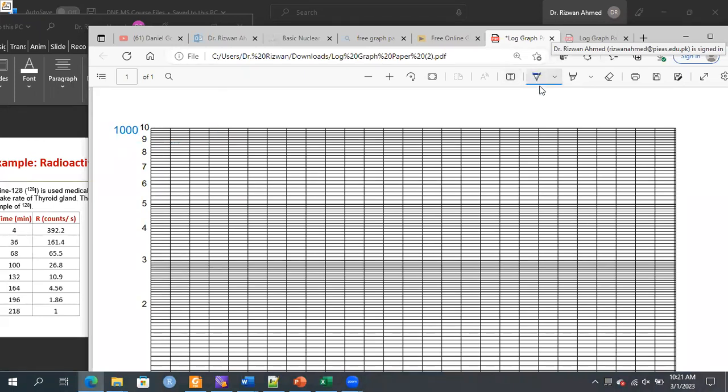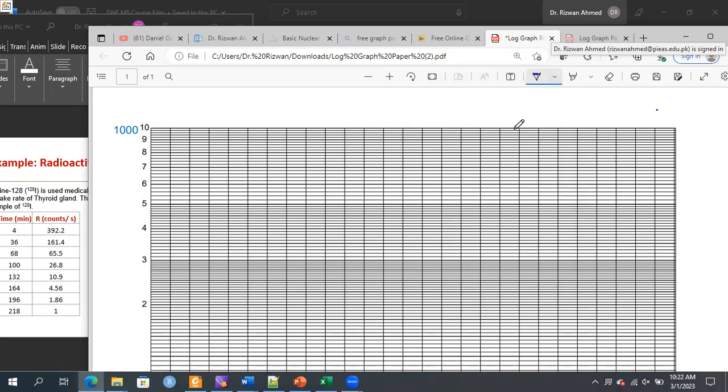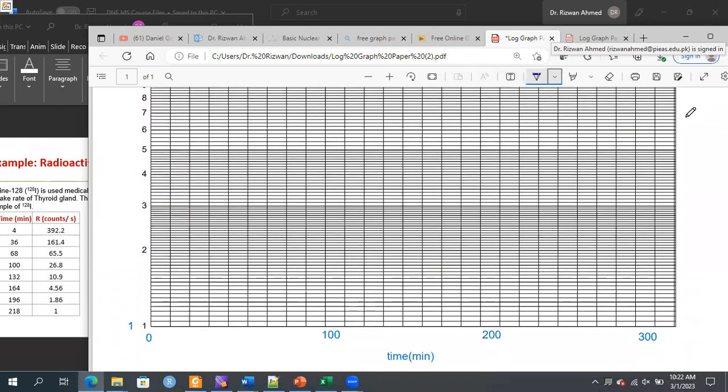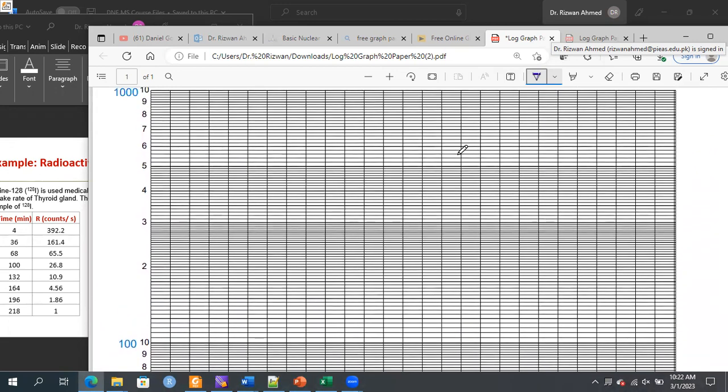For this purpose, I will take the points, and I will show them with, okay, this would be rather more visible. So the first point is 4 and 392. Our larger division is 100. So 1 represents 10. So it will be somewhere in the middle of the first box, and I have to go up to 300. So 100, 300, and this mark is 400, right? So 392 would be somewhere here.